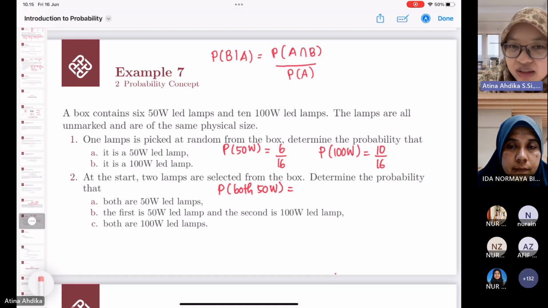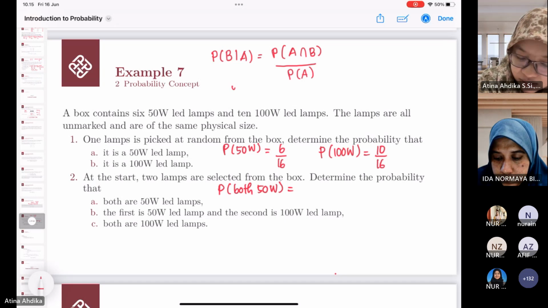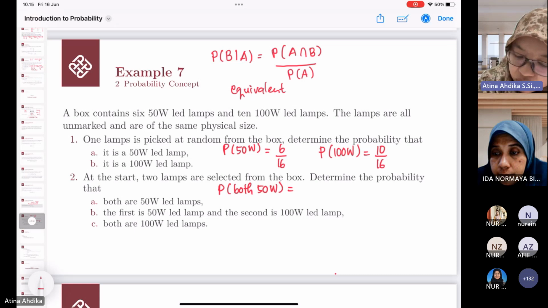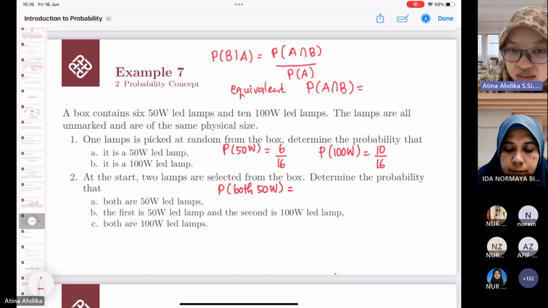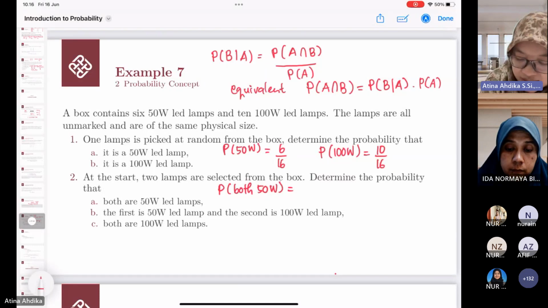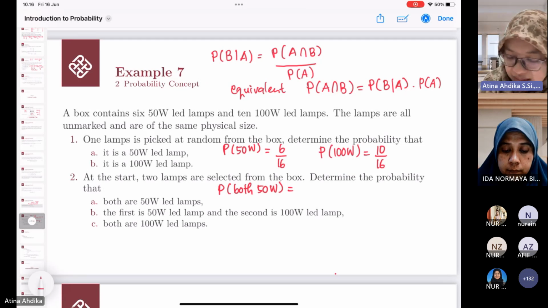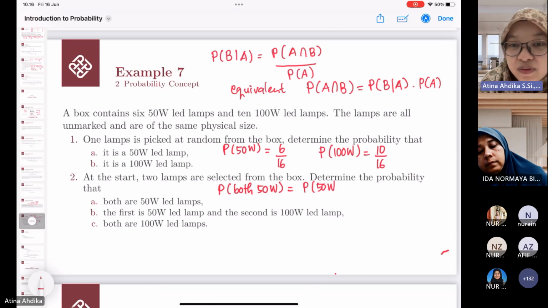We have to remember that we have the formal definition of the conditional probability like this, or it is equivalent to calculating the probability of the intersection of A and B as the multiplication of the conditional probability of B given A and the probability of A. So if the question is what is the probability that both are 50-watt LED lamps, the first process is a 50-watt LED, and the second process is also a 50-watt LED lamp.